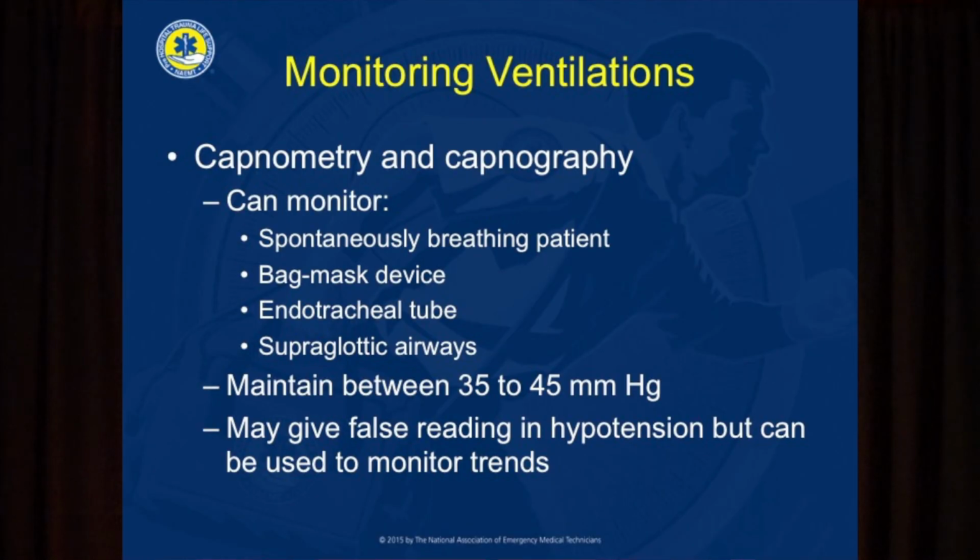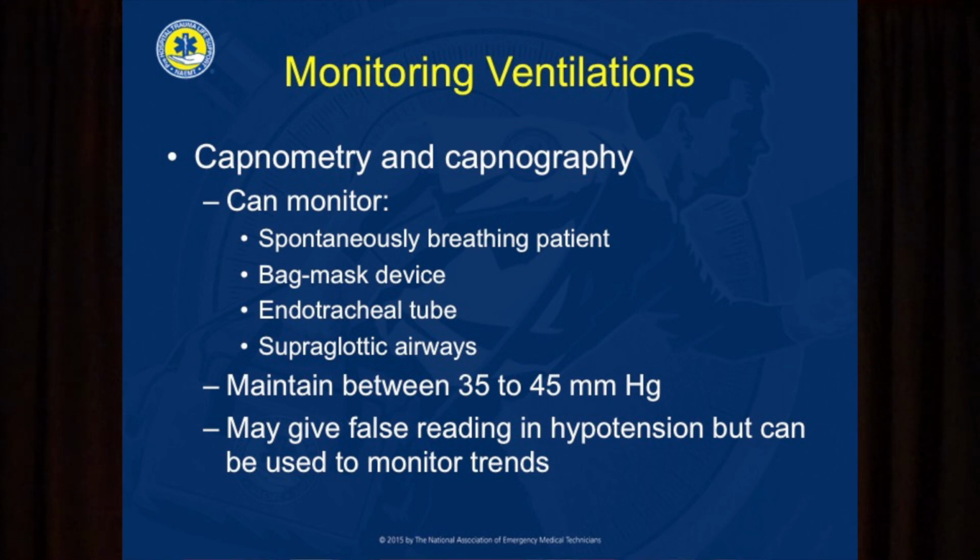All right, for the capnometry and capnography, remember we said capnometry is the number, capnography is the waveform picture. So we can use it on spontaneously breathing patients. Generally, we have a nasal cannula type device that'll measure. We can use it when we bag or tube patients, or if we use the supraglottic airway devices as well. A normal capnography reading or capnometry reading is between 35 and 45 millimeters of mercury.